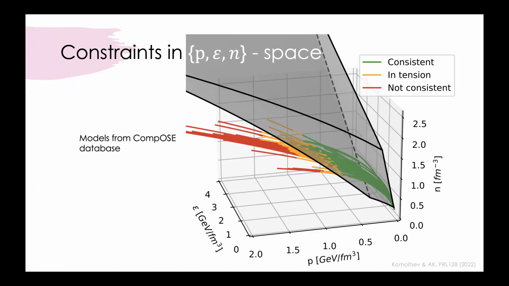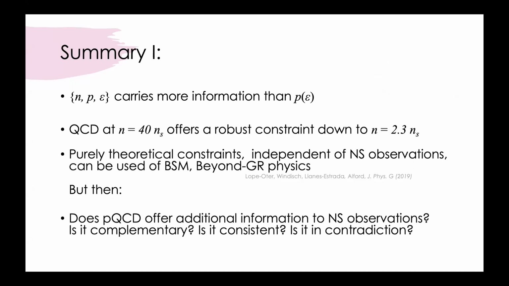Okay. So let me summarize the first paper that I was talking about. The key points here are that the triplet, the density, pressure, and energy density, carries more information than the reduced form of the equation of state, pressure as a function of energy density. And one can show analytically that the calculation that is done at 40 times the nuclear saturation density offers a robust constraint down to 2.3 times the nuclear saturation density.